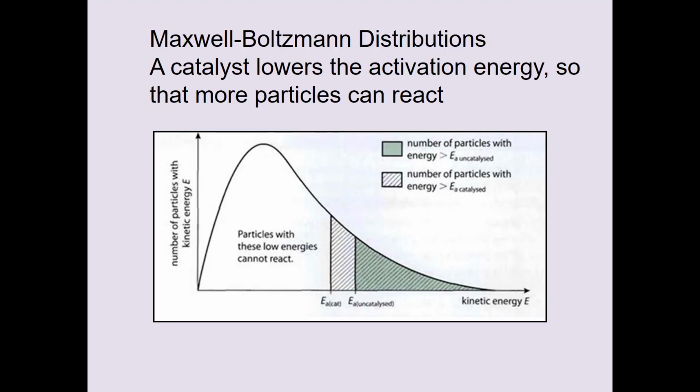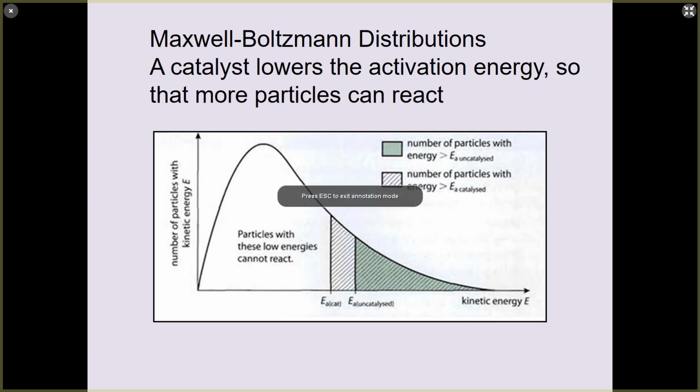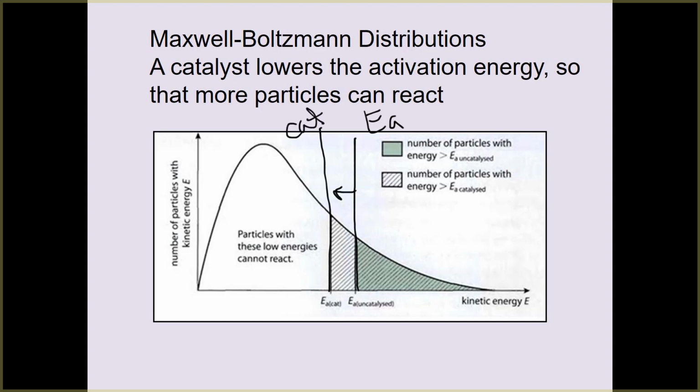Here is a Maxwell-Boltzmann distribution, and we can put our activation energy, I'll make it larger. So this is just a normal reaction. If you add a catalyst, you will scoot that activation energy over. So again, this is with the catalyst and this one is without. You can see that a lot more molecules can react with that catalyst because the activation energy lowers.